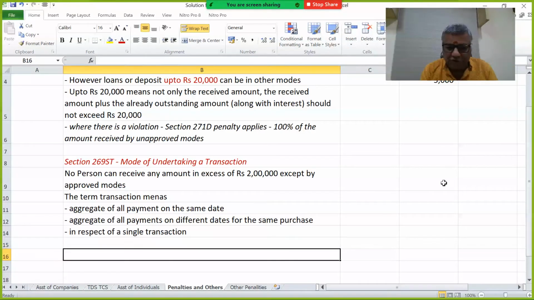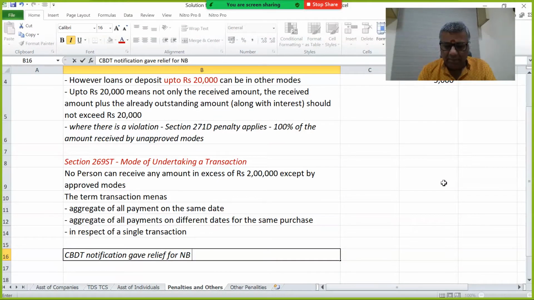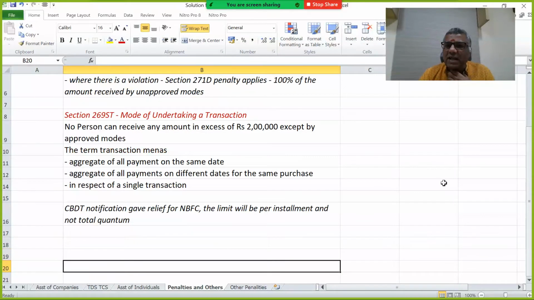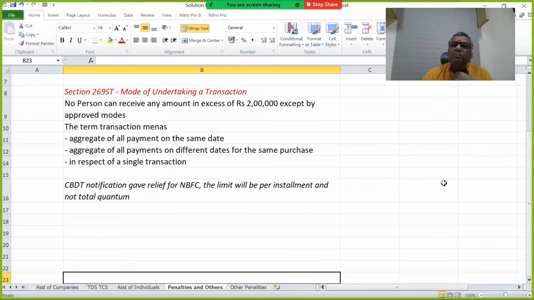For NBFCs, a CBDT notification gave relief. The limit will be per installment and not the total quantum. If somebody pays 30,000 per installment for 10 installments, and the NBFC collects 3 lakhs from him, are we violating? No. For NBFCs alone, if a single installment exceeds 2 lakhs, it must be by approved mode. Otherwise, they can take it by cash mode also.